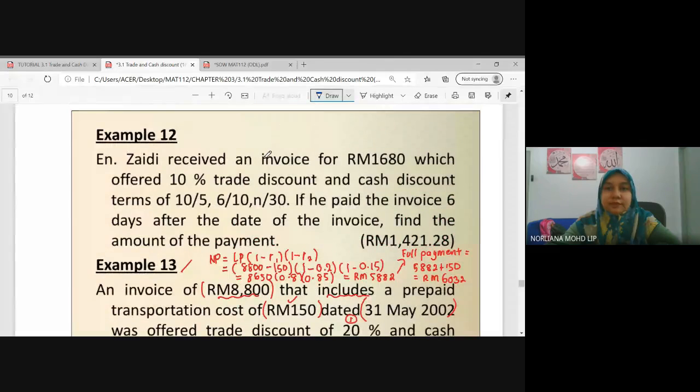Example 12 ni. Okay, so if invoice 1680 with which offered 10% cash discount and 10% discount and cash discount term kat sini. If he paid the invoice 6 days after the date of invoice, find the amount of payment. Okay, 6 days. 6 days yang ni lah. Yang ni lah kan? Hari ke-6. So, hari ke-6 dia dapat 6%. Ha, tu dah dia masukkan.